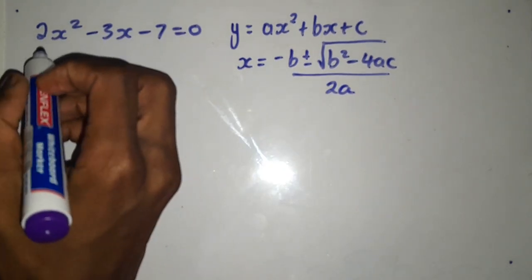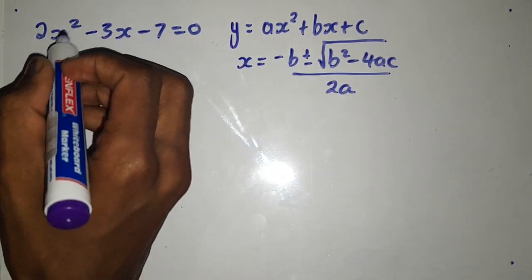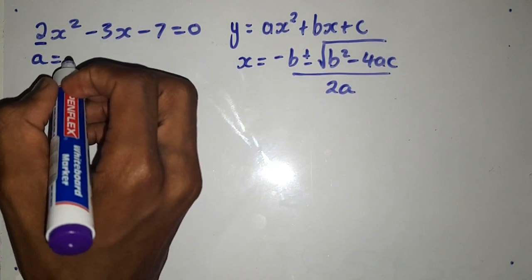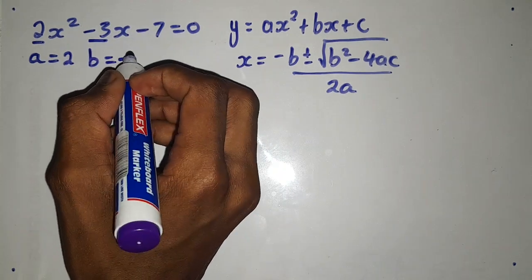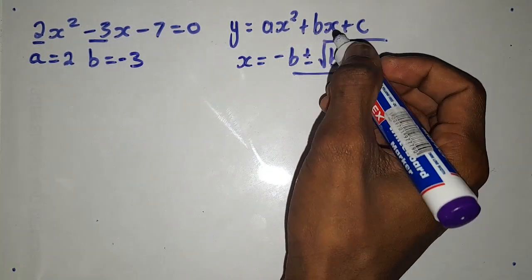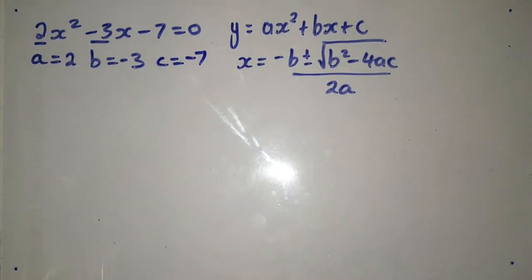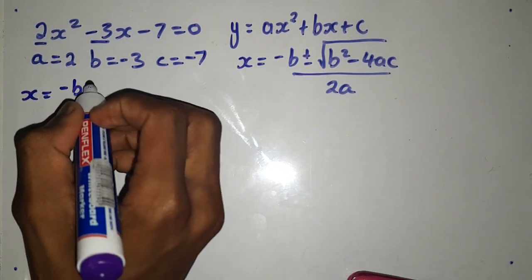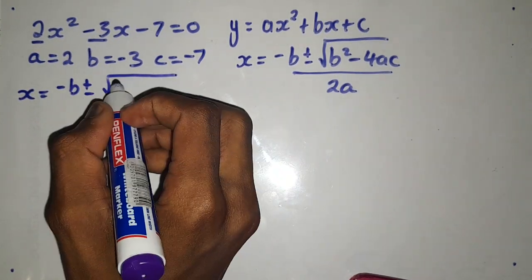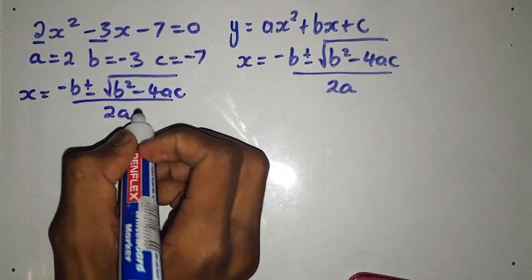Now from the given, you can figure out the value of a, which is the coefficient of x squared, which is 2. Let us write 2. Then b is going to be minus 3, the coefficient of x. Then lastly, our c, which is minus 7. Immediately after doing this, we can take this formula, which is x equals minus b plus or minus the square root of b squared minus 4ac. We divide by 2a.